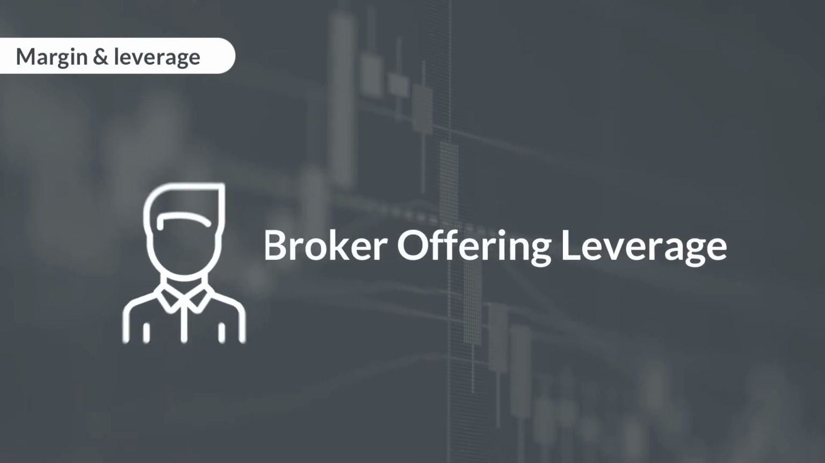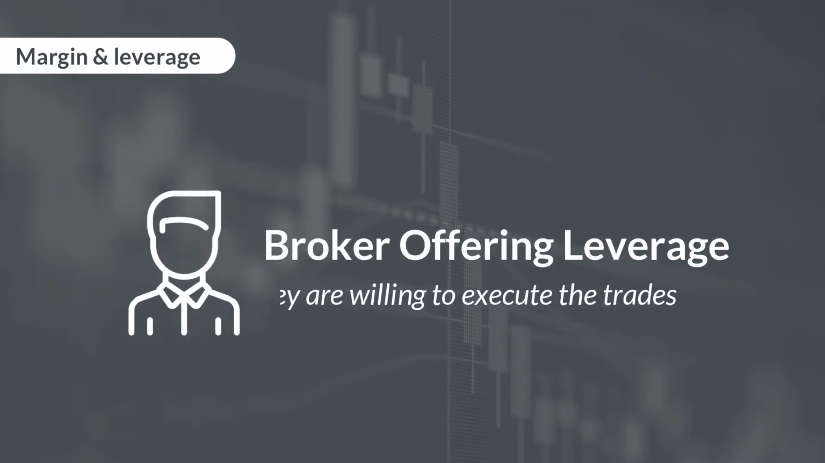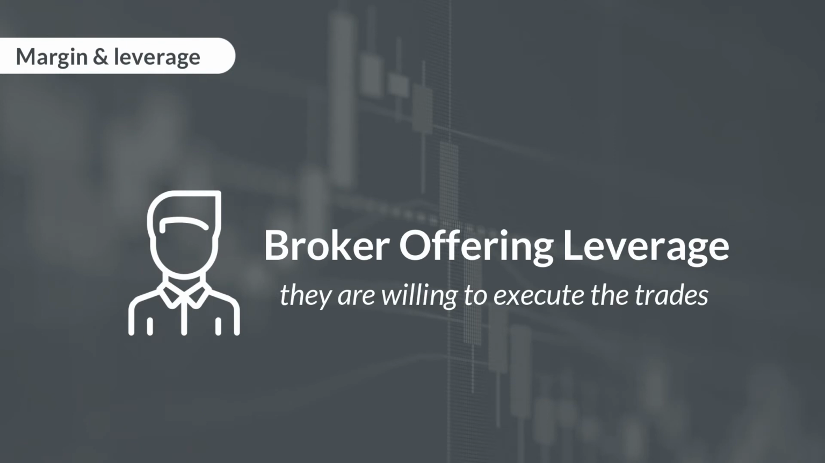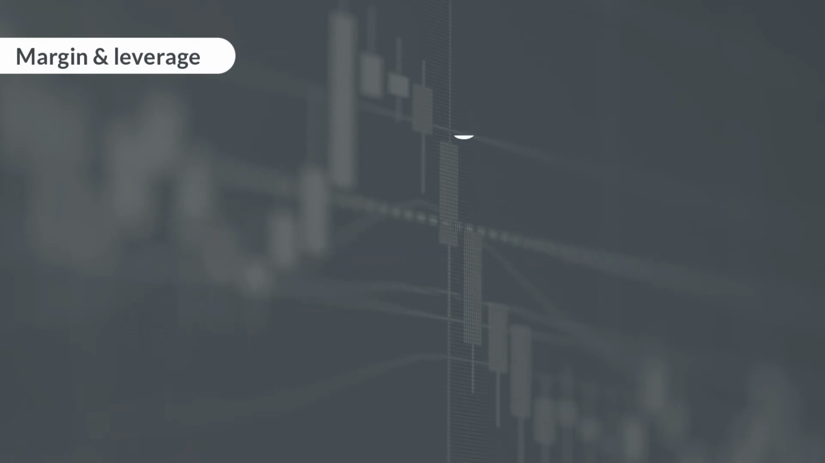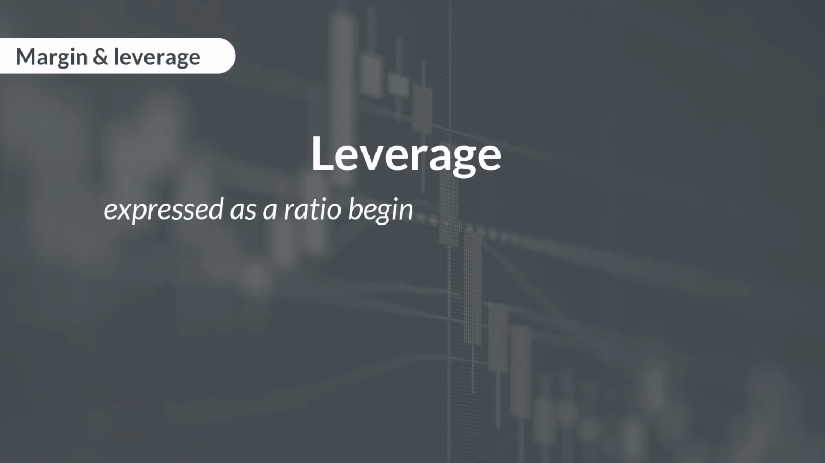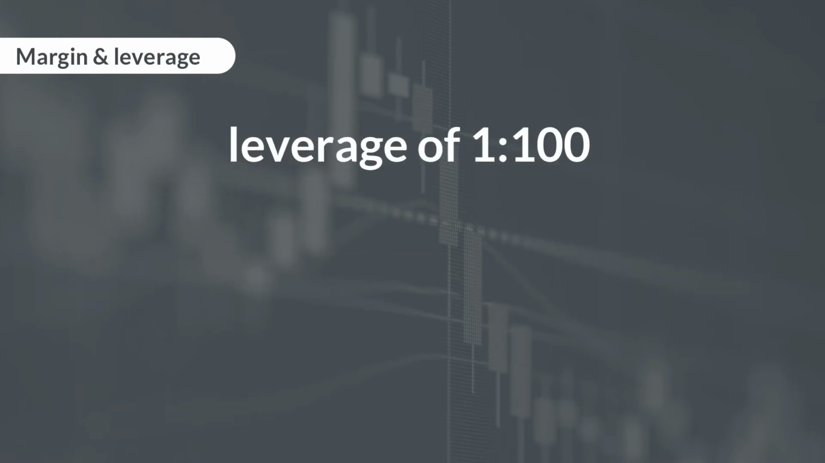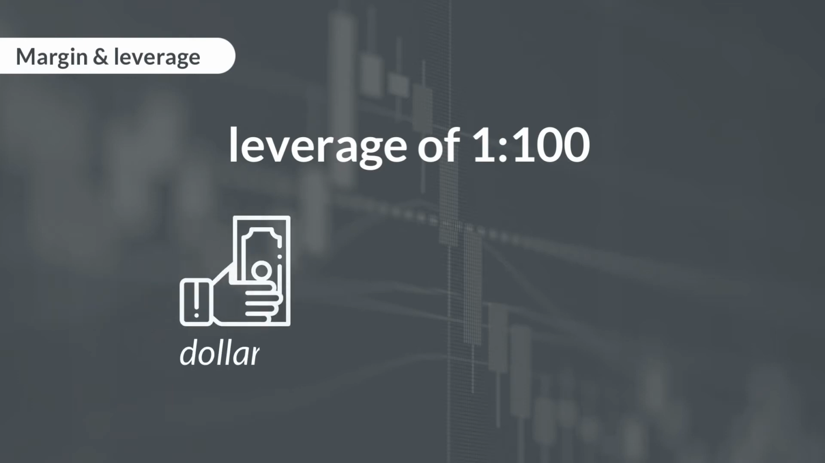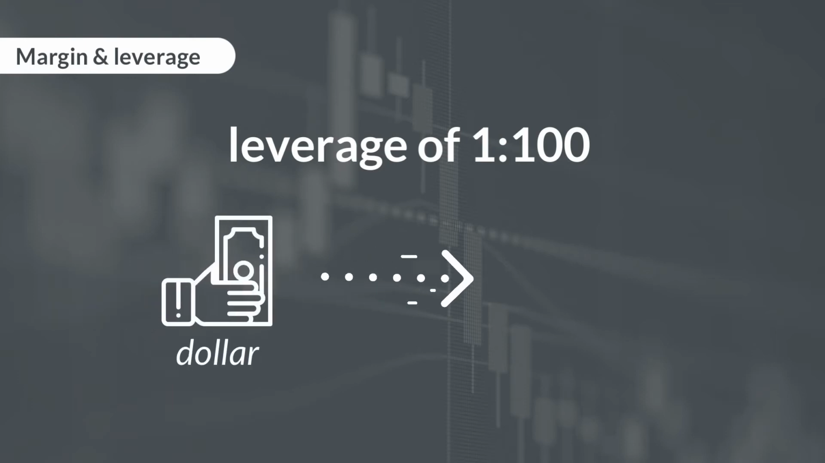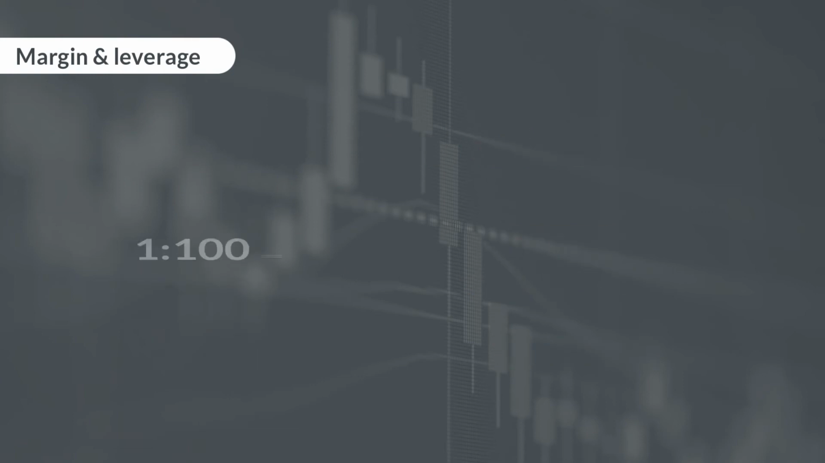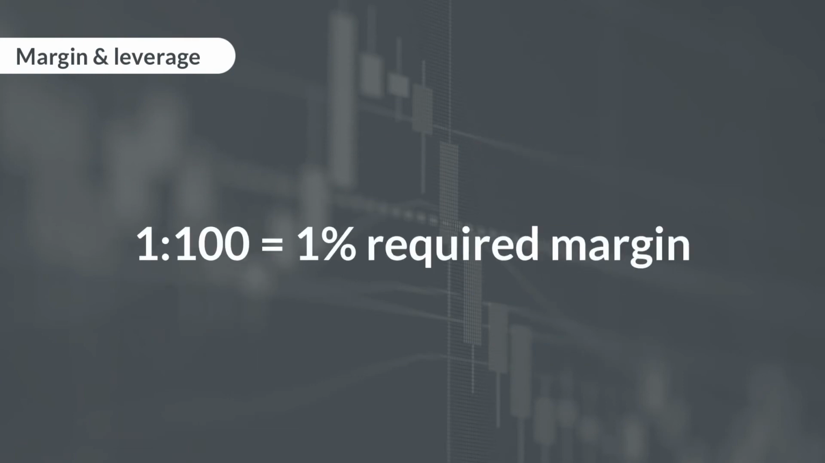When a broker is offering leverage, this means that they're willing to execute the trades without demanding the investors to provide the full transactional value. Leverage is usually expressed as a ratio, beginning with the number 1, like 1 to 10, 1 to 100, or 1 to 200. What leverage of 1 to 100 actually means is that for every dollar the investor deposits, they can trade $100. At the same time, this same ratio is telling us that the required margin is 1%.